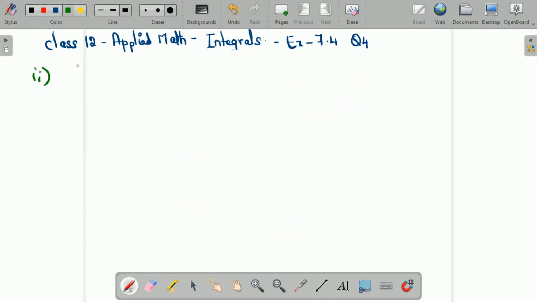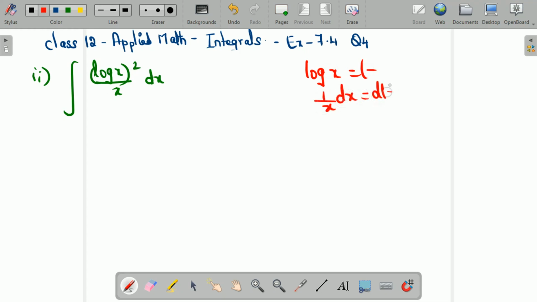The second subdivision is integral of (log x) the whole squared by x dx. So we're going to put log x as t. So log x is equal to t means 1 by x dx is equal to dt. So this expression dx by x will be replaced with dt. Now let's put that in the integration. So it is integral t squared dt.